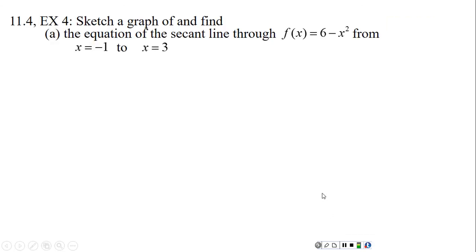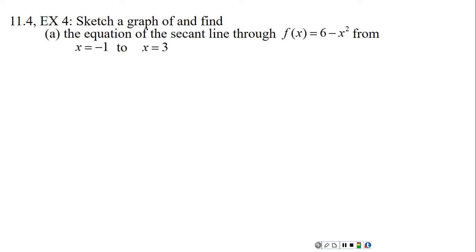All right, so it says sketch a graph of and find the equation of the secant line. So if we were to find the slope of the secant line, we could do that. We're given the function, we're given two x values. How would we find the y values that go with them? Plug them in. So we plug them in to get the two y values. So then we have 2 points. Once you have 2 points, you can find the slope, y2 minus y1 over x2 minus x1.